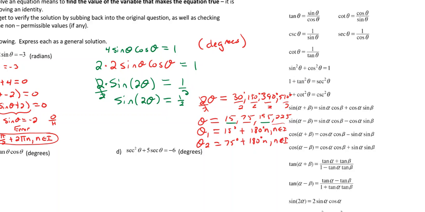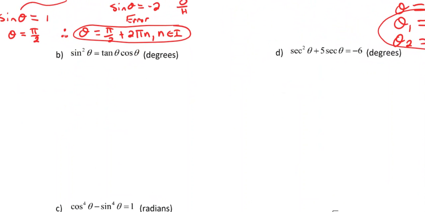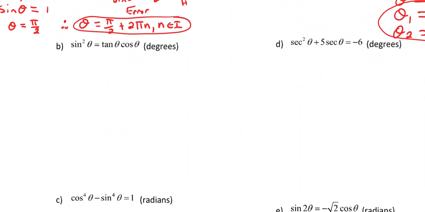Okay, so those would be my two solutions there, right? All right, moving on. Okay, so for B, I'd like, again, to combine these things into just sine or just cos, or maybe tan. But let's see what we can do here if we just rewrite tan as sine and cos. Maybe that'll make things nicer.